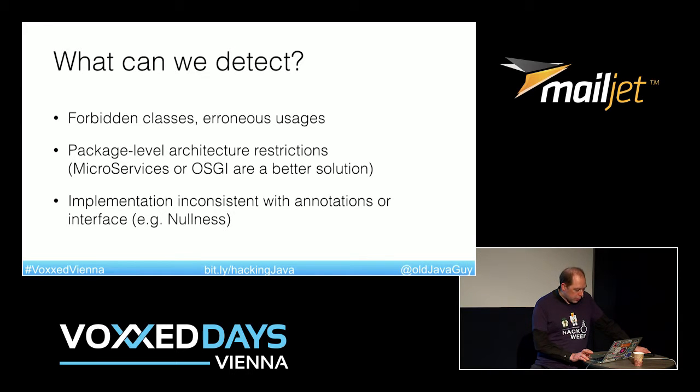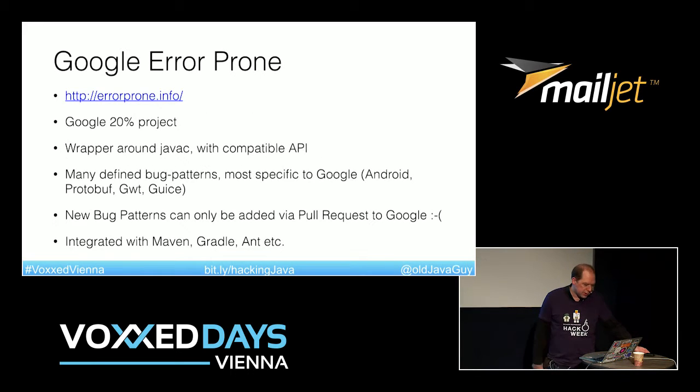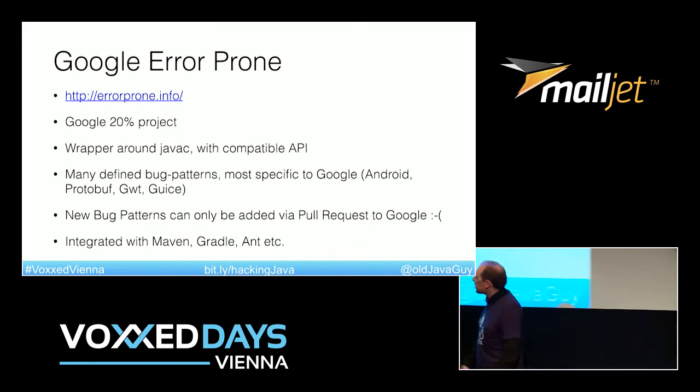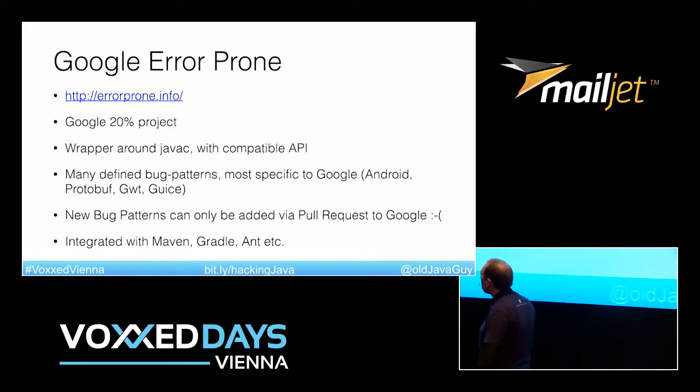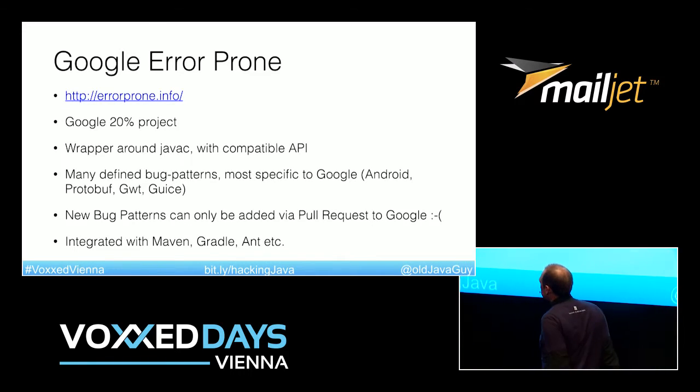So the first technique I'll be looking at here is, again, from Google. It's called Error Prone. It's one of the Google 20% projects, and it's now being used by Google in their own internal compilation process. It's actually a replacement for javac. It's a wrapper around it with a compatible API, and it has a set of known bug patterns. But unfortunately, most of them are very specific to Google.